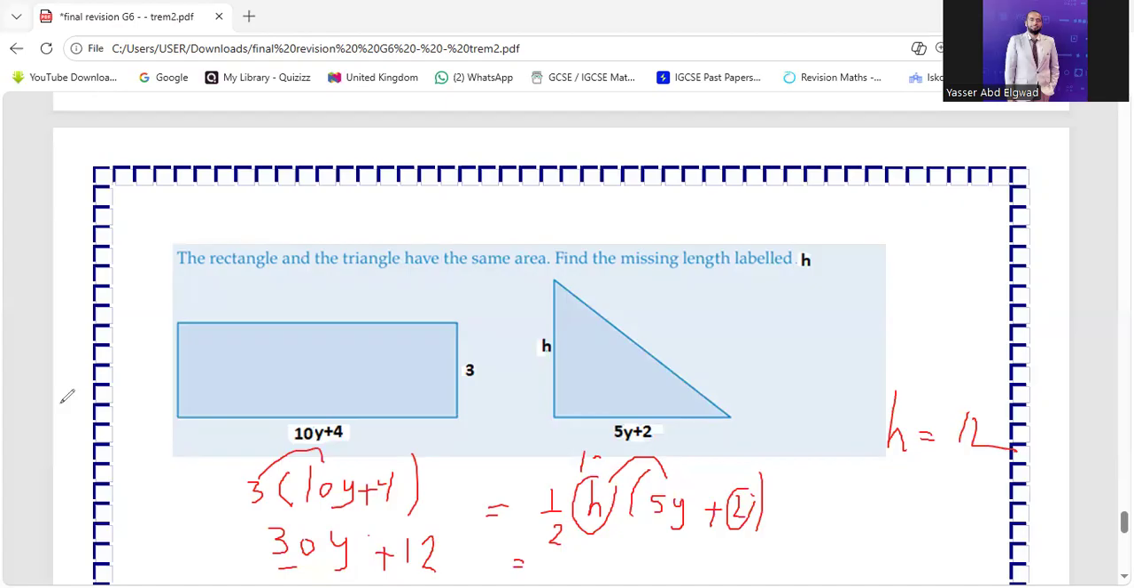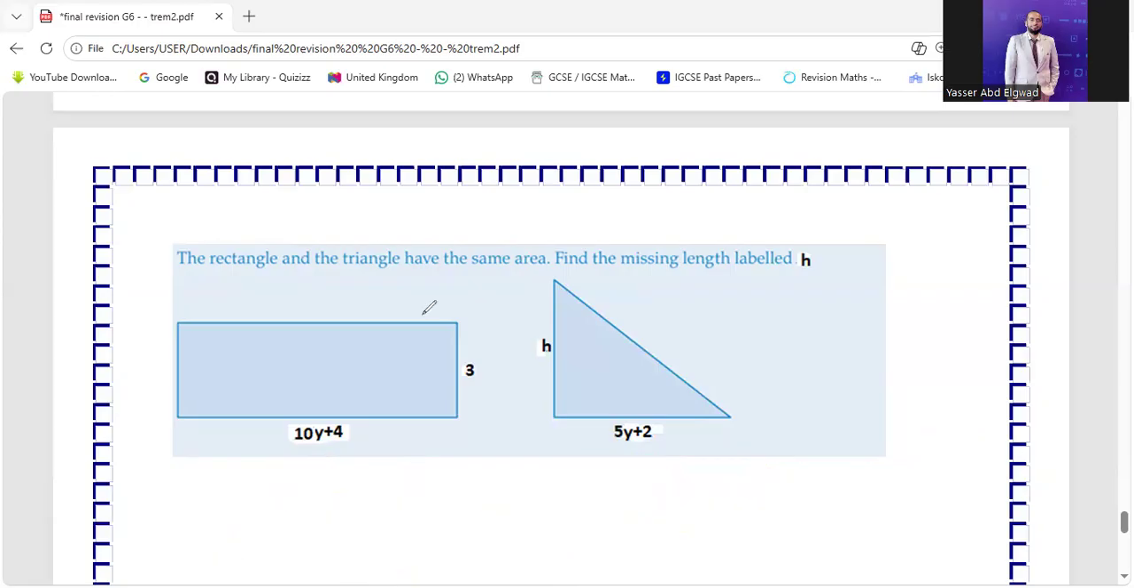I'll explain it another way. I can take 2 as a common factor, meaning divide by 2 and divide by 2. Here, instead of 3, I put a 6. Here is 5y plus 2, and here is 5y plus 2. Cancel them. Half h equals 6. Which number can take the half to get 6? 12. h equals 12. And that is how to solve this one.